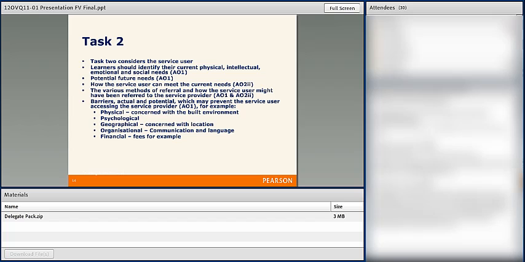Geographical barriers concerned with location. Organisational barriers concerned with communication and language, or maybe access, not physical access, but for example, if a mum is wanting to put her child into a nursery and it doesn't start until 9 o'clock, but they have to get to work at 8 o'clock, then there's an organisational barrier there. And also financial, fees for example.